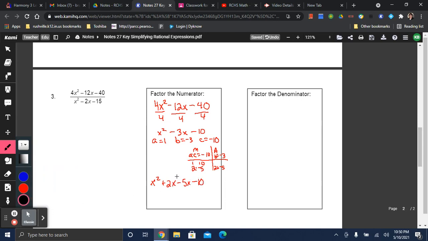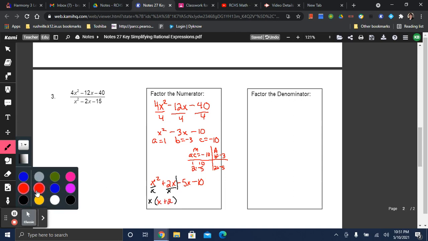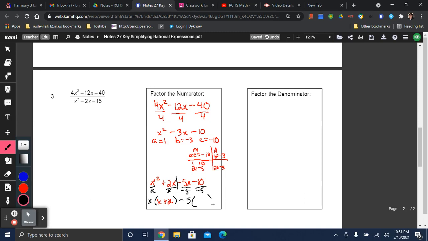And then remember, we did a cut line, looked at what divided by those first two terms. That would be x, leaving us with, inside the parentheses, x plus 2. And then noticing that we could divide out negative 5. So we have a negative 5, and inside the parentheses, x plus 2. Try to get that in red so you can see it.